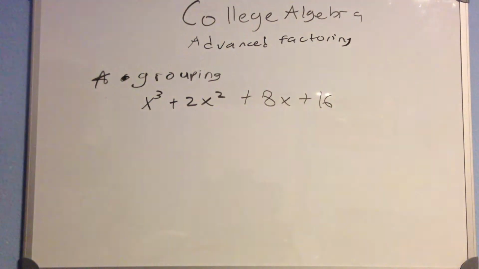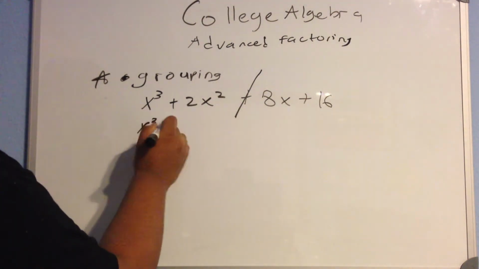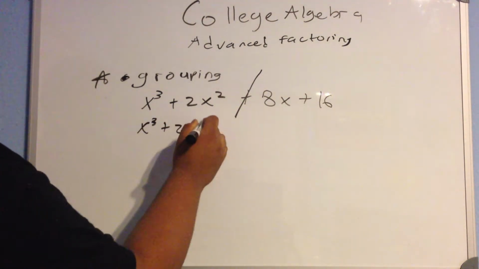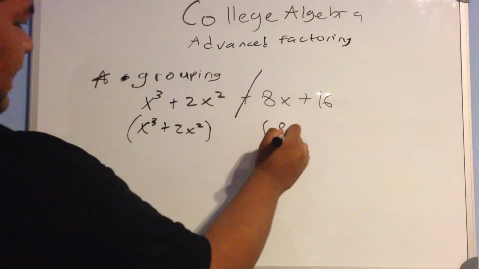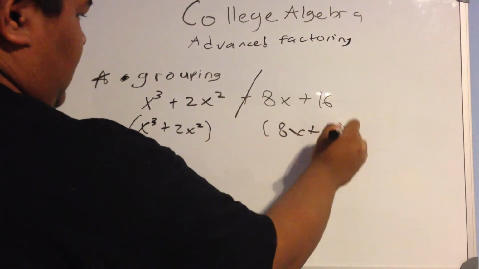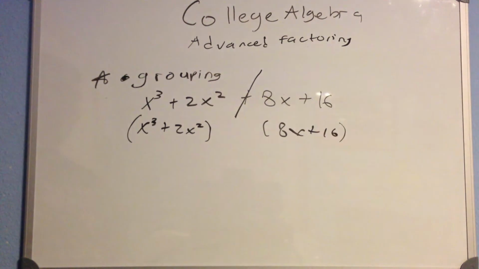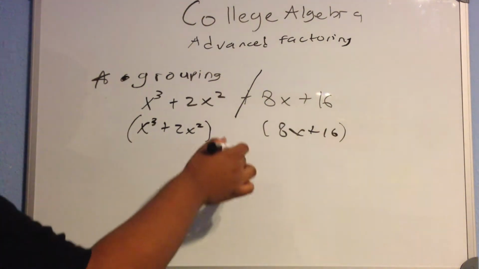So you see four terms and you wonder how to factor that. You don't exactly know how. There's no real greatest common factor between all of them. How would you factor this? So, grouping. Split it down the middle. That's exactly what you do. So here now you have x cubed plus 2x squared and 8x plus 16.